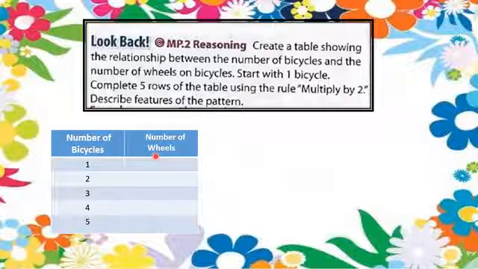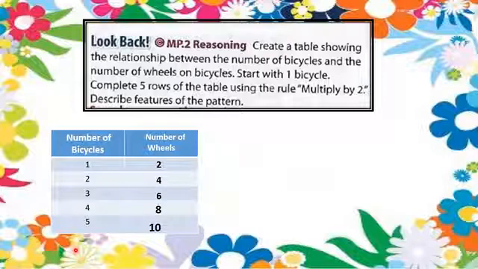So we are going to multiply the number of bicycles by 2. So 1 times 2 equals 2. 2 times 2 equals 4. 3 times 2 equals 6. 4 times 2 equals 8. And 5 times 2 equals 10.